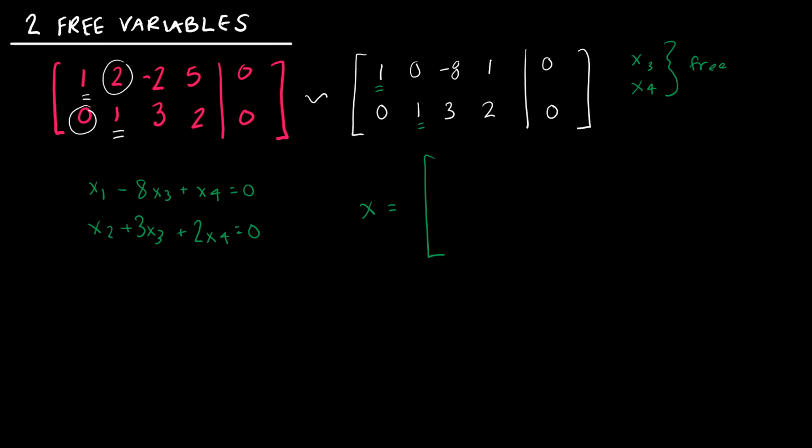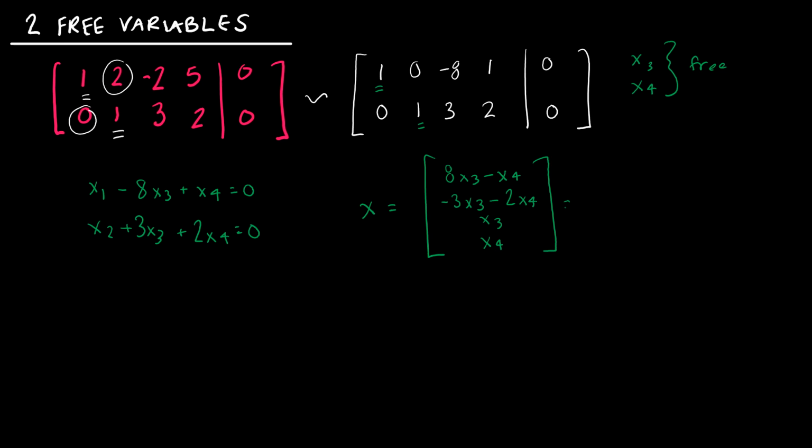And if I'm then writing my solution, x1 would be 8x3 minus x4. x2 would be negative 3x3 minus 2x4. x3 would be x3 because it's free, and x4 would be x4 because it's free.